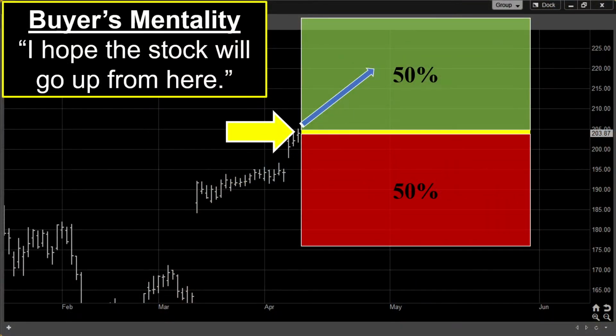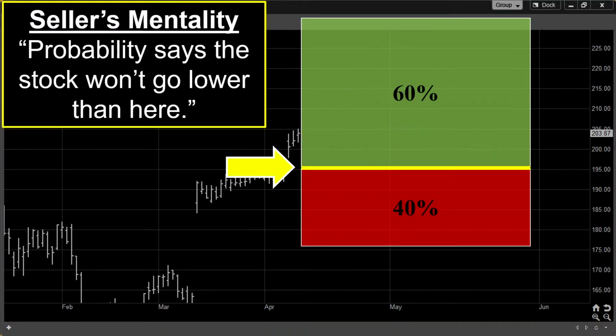As a buyer, a typical trade gives you a 50-50 chance to be a winner because when you buy, the only way you make money is if the stock moves in your direction. But now you're going to have a seller's mentality. So instead of hoping a stock goes up, as a seller, you're going to strategically set up your trade using probability, because probability will tell you where the stock is not likely to go. So instead of just needing the stock to go in your direction, you can pick a price which basically says, as long as it doesn't go down to here, I can still make money.